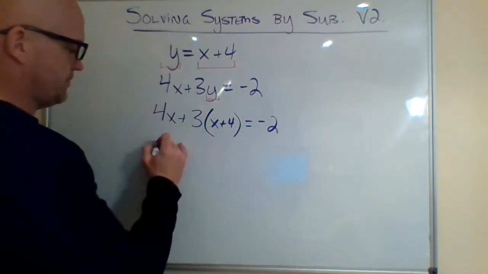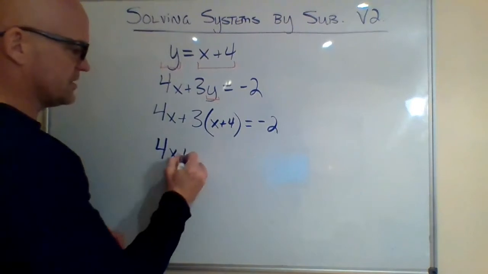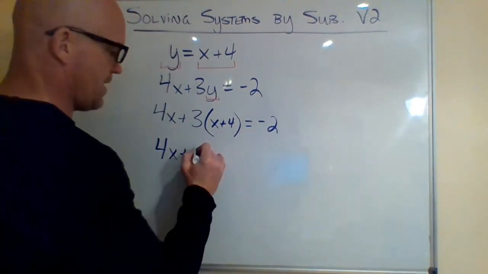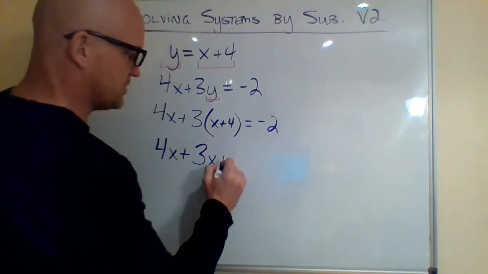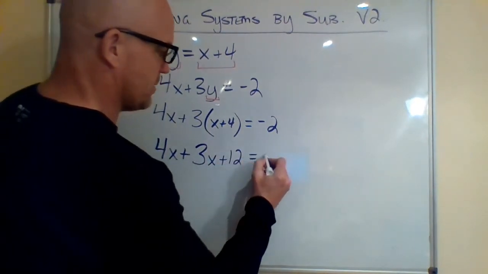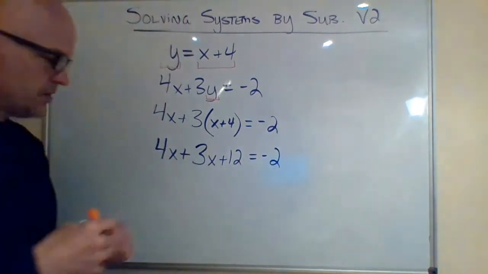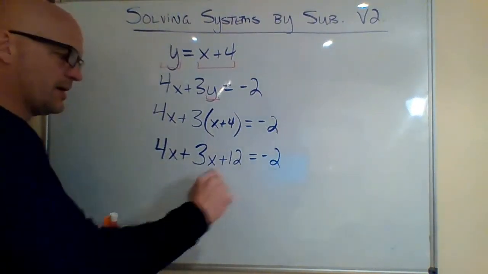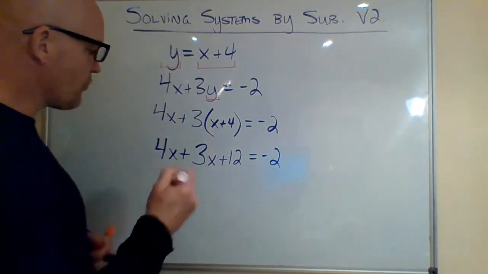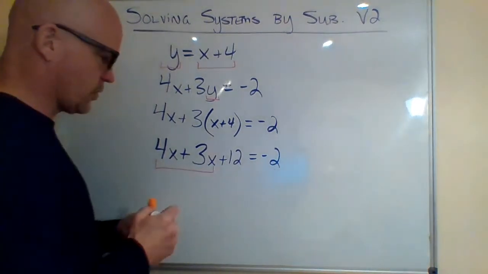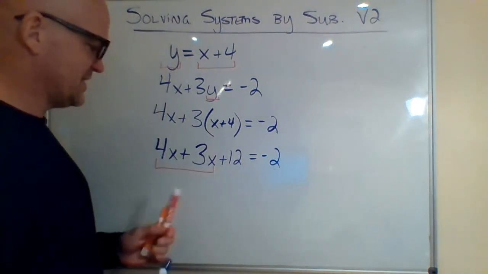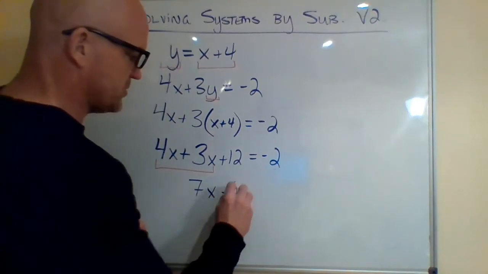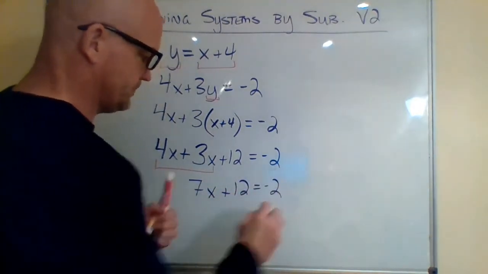Now I can solve. 4x plus, since that 3 is in front of that set of parentheses, distribution time, that becomes 3x plus 12, and that's going to equal negative 2. So now we have our variables on one side, but we have more than one set, so we're going to have to go ahead and combine some like terms here. 4x plus 3x, of course, is going to give us 7x plus 12 equals negative 2.